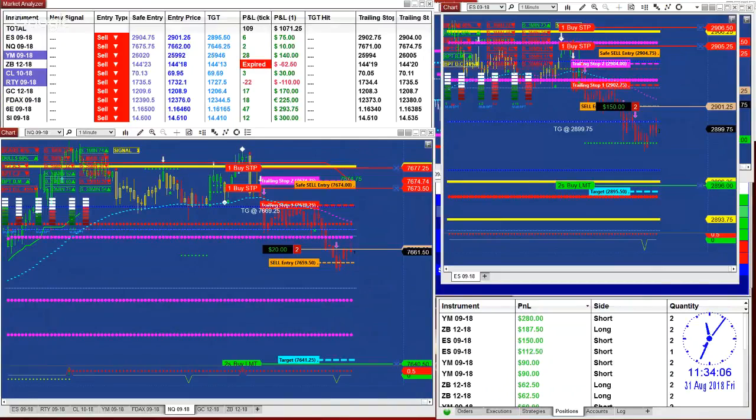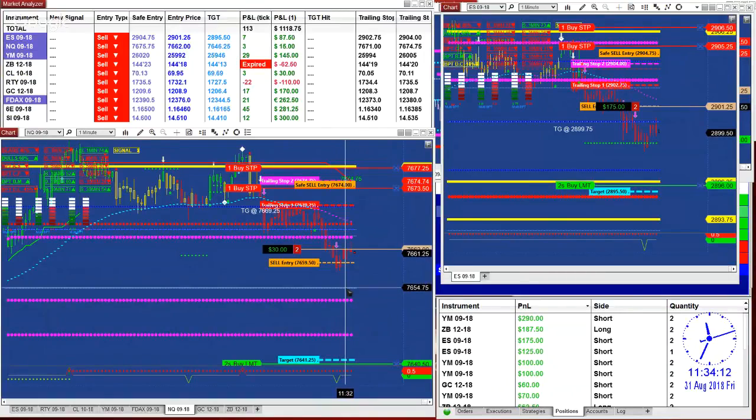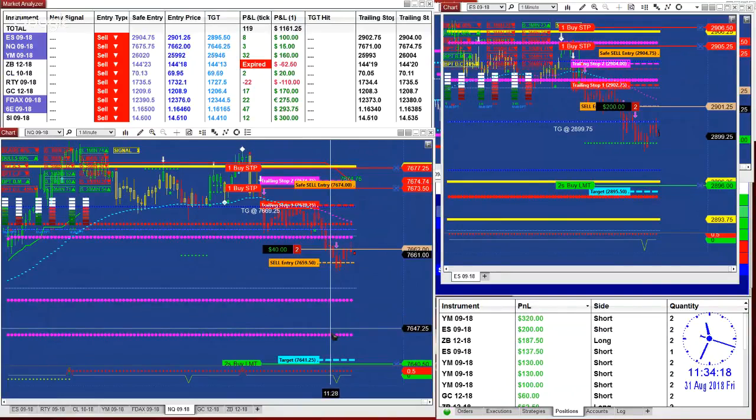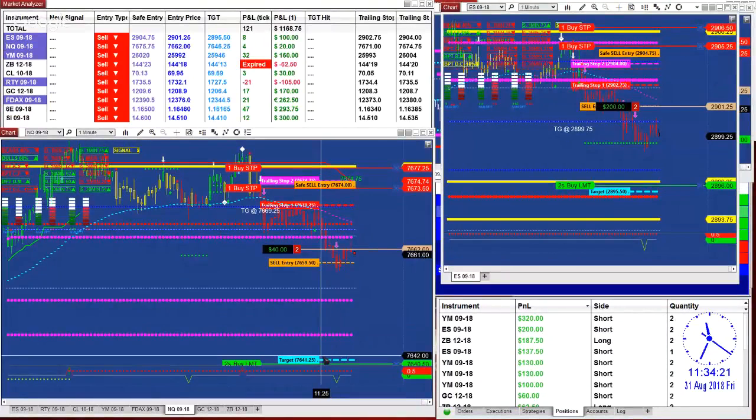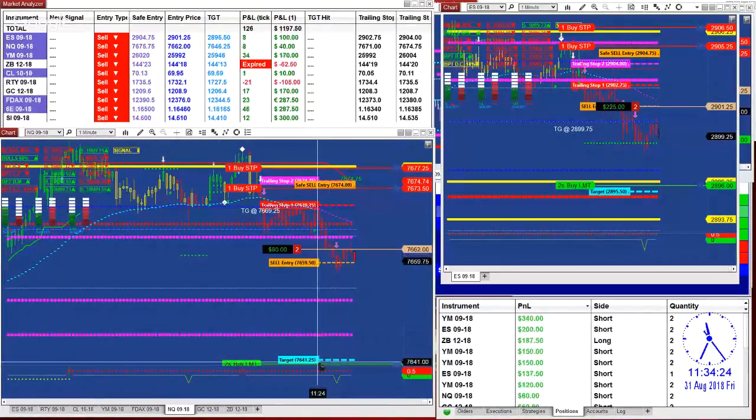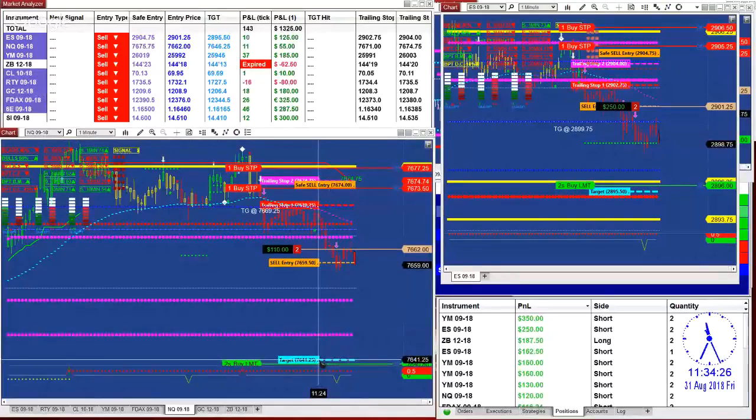Let's go back to the YM. The Nasdaq has a very clear area until we get to 52.25. Then the second one is 46.25, and the final destination is 41.50.